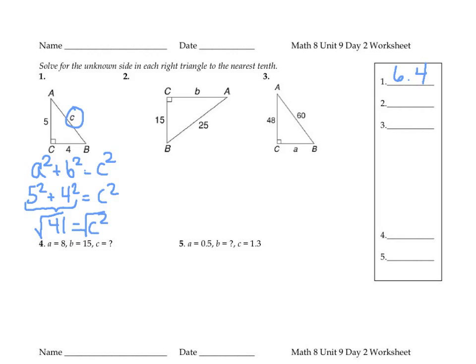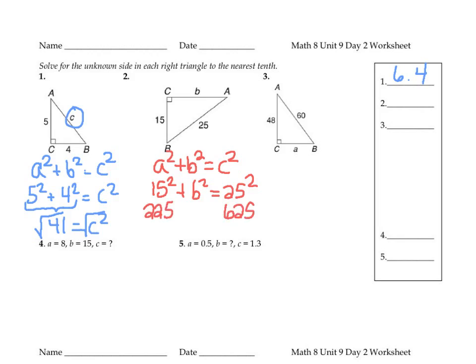Looking at number 2, again, I have a right triangle, so I'm going to use a squared plus b squared equals c squared. Plugging in the pieces of information I have, 15 squared plus b squared equals 25 squared. Because those numbers are on opposite sides of the equal sign, I'm going to need to simplify them so I can combine like terms. Everything else stays the same.